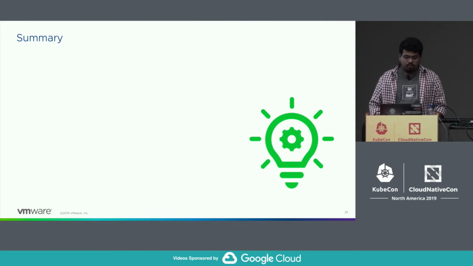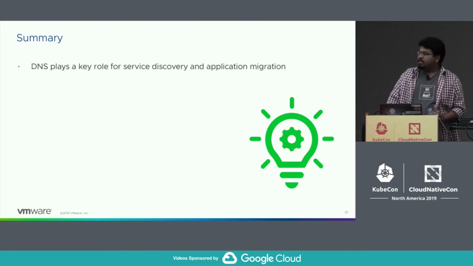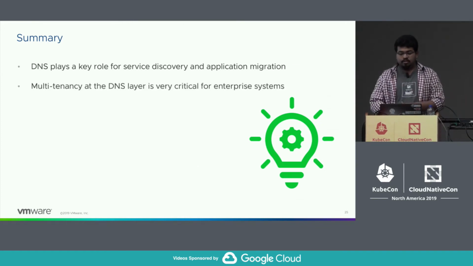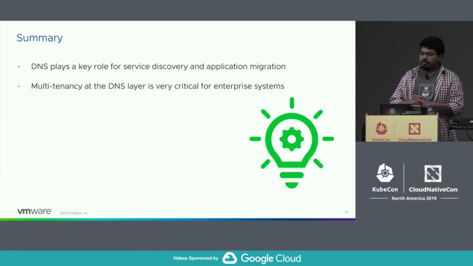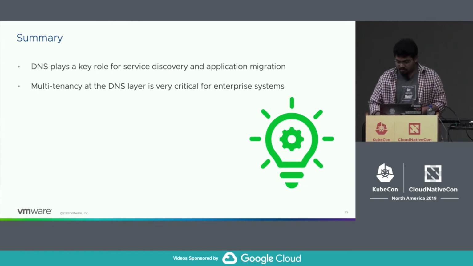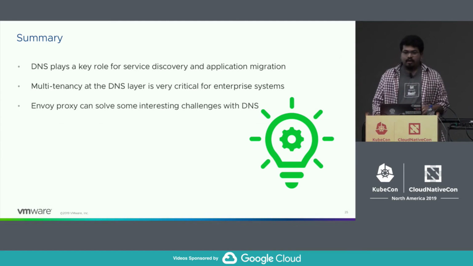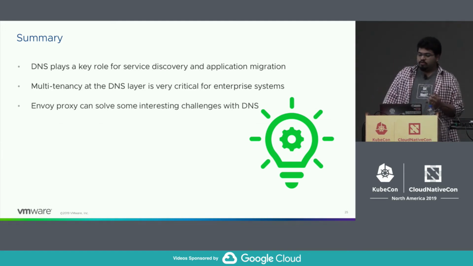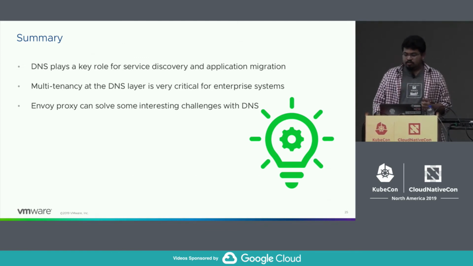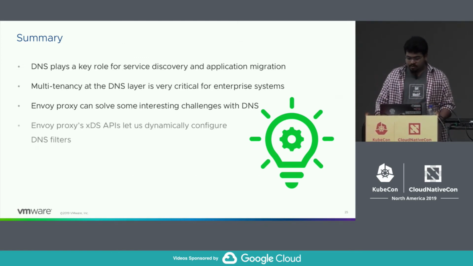With that, I want to summarize by saying that DNS plays a very important role for service discovery and application migration. And in current enterprise systems, multi-tenancy is extremely important, and it's also very critical at the DNS layer. And as I showed you in the demo, the Envoy proxy can solve some of these interesting challenges with DNS using a filter like the DNS filter.